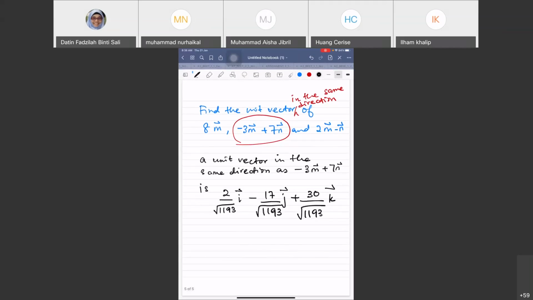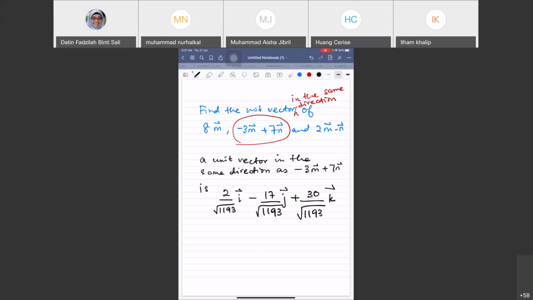Okay, anybody else got any different answer for this one? Or anybody has any question or do not know how to find this unit vector in the same direction as minus 3m plus 7n? Anyone got any question for this? You don't understand, or you got a different answer? Anyone? Okay, so this is the correct answer.